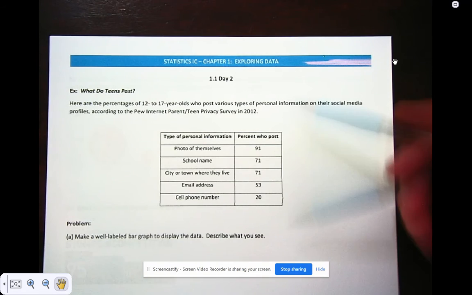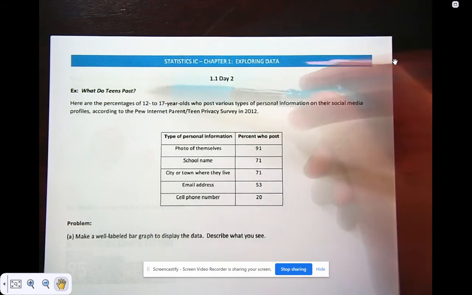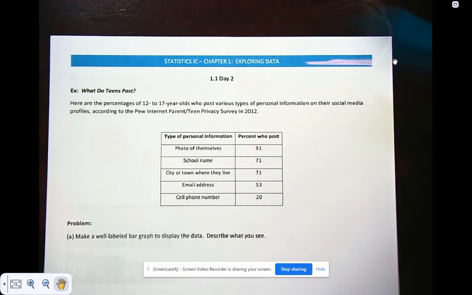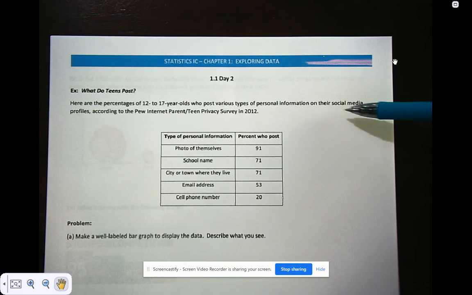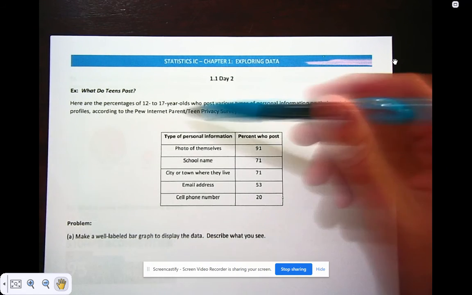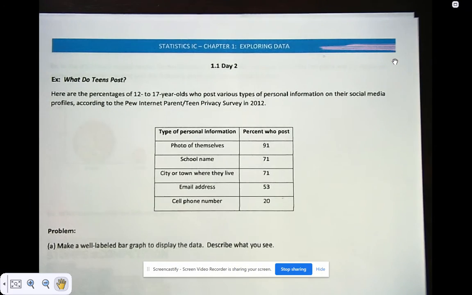Okay, so continuing on here, another example. This example is about what teens post. It tells you here the percentages of 12 to 17-year-olds who post various types of personal information on their social media profiles, according to this survey done in 2012. So clearly it's outdated, but it's all good.